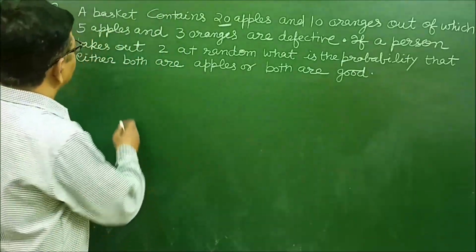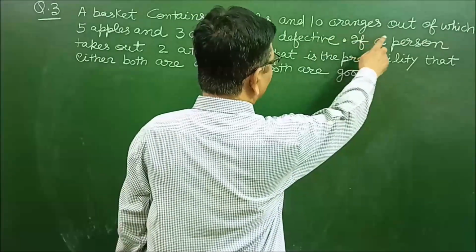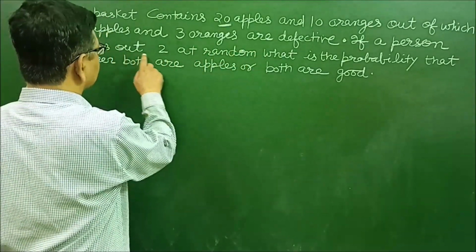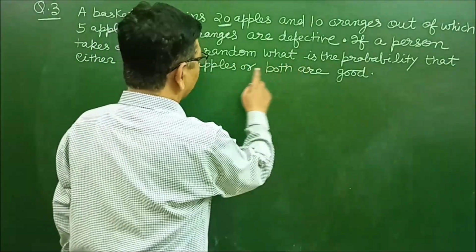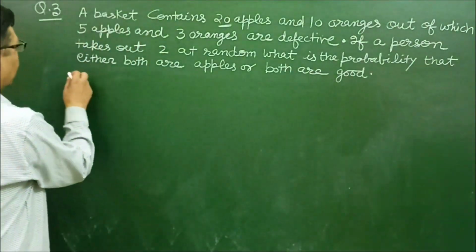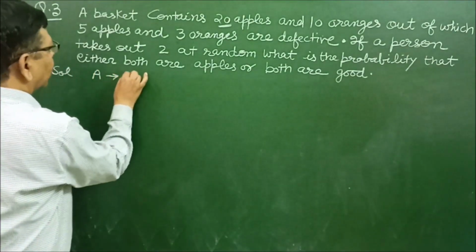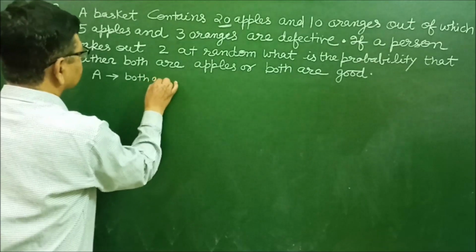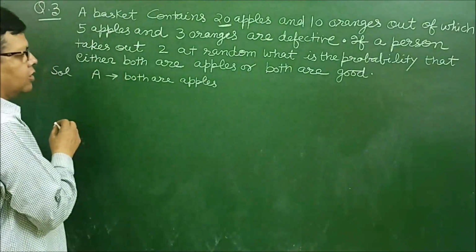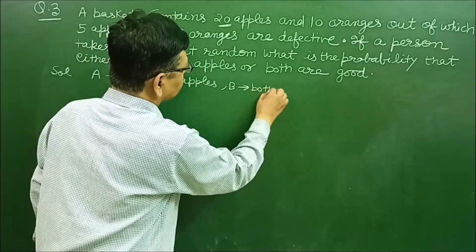Next question, question number 3. A basket contains 20 apples and 10 oranges, out of which 5 apples and 3 oranges are defective. If a person takes out 2 at random, what is the probability that either both are apples or both are good? So let us describe the events. Event A represents both are apples. And event B represents both are good.